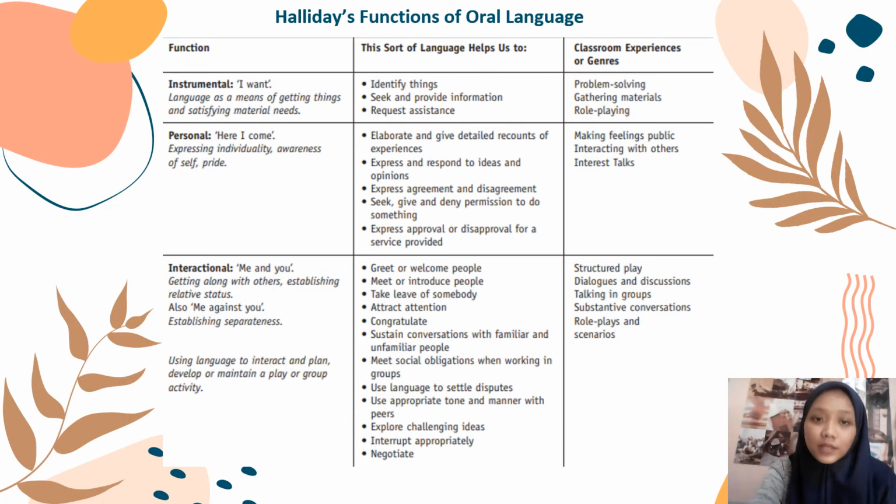Next, Halliday's functions of oral language. There are 7 functions of oral language according to Halliday. The first function is instrumental. Instrumental is language as a means of getting things and satisfying material needs, like eating, drinking, and so on.